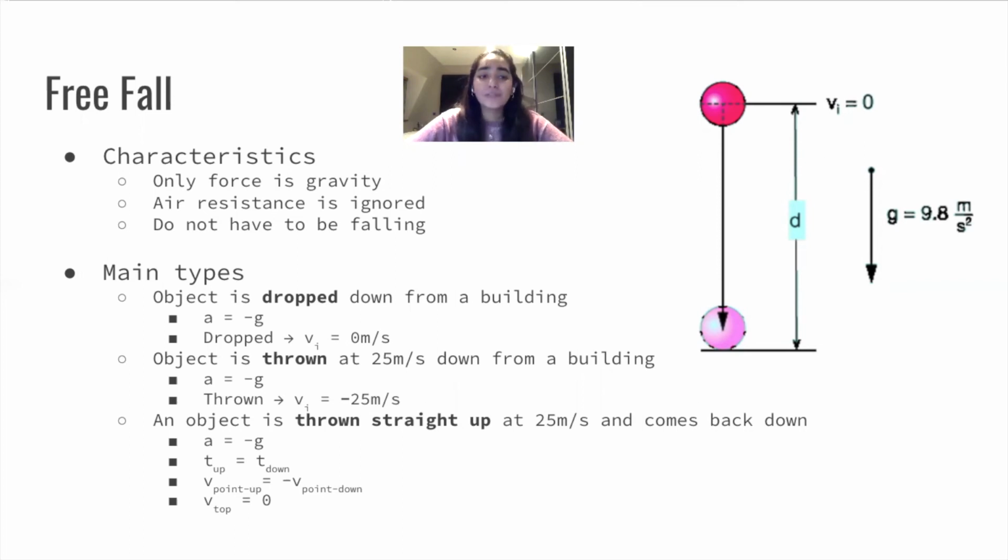The second type is when an object is just thrown. So that is, again, just keeping up this metaphor, it's being thrown straight from a building. So we know that the initial velocity will be negative 25 meters per second. And the last type, which is really the most complicated, is when an object is thrown straight up. So of course we know acceleration is negative 9.8 meters per second squared.